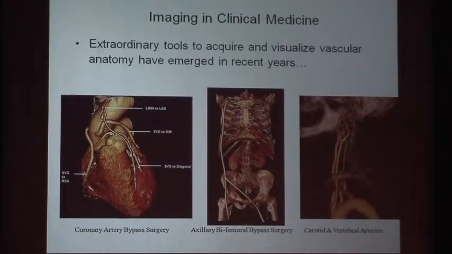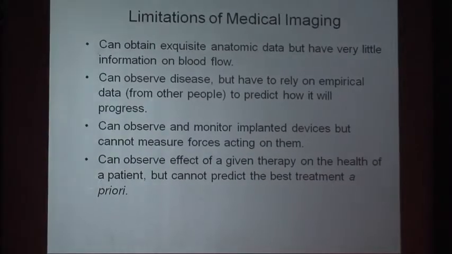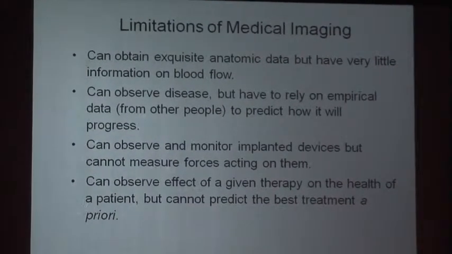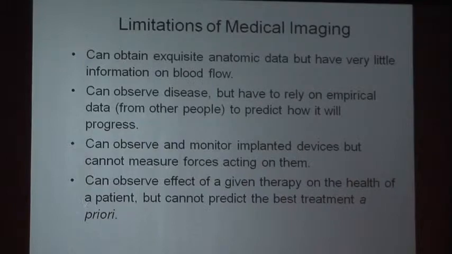So we have these extraordinary tools, but the limitation is we get exquisite anatomic data, but very little information on physiology or flow: blood flow rate, blood pressures, etc. We observe disease, but we have to rely on empirical data from other people to predict how it will progress. We observe and monitor implanted devices, but we can't get information about force acting on them. And importantly, we observe the effect of a given therapy on the health of the patient, but can't predict the best treatment a priori.